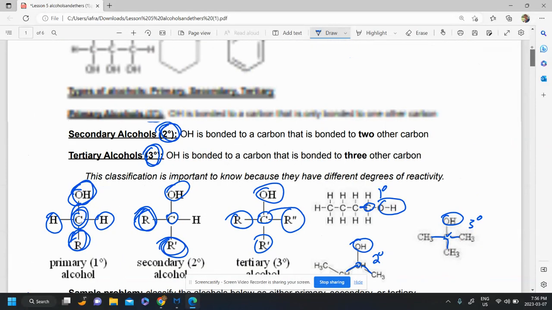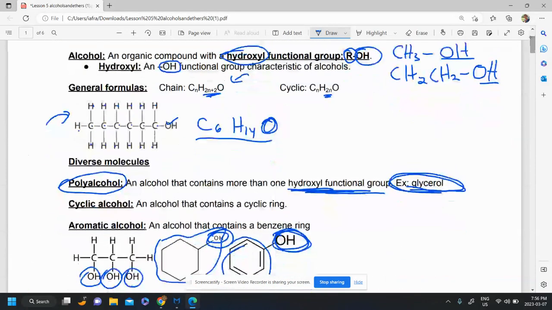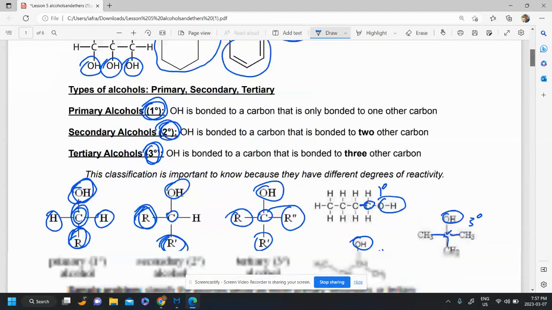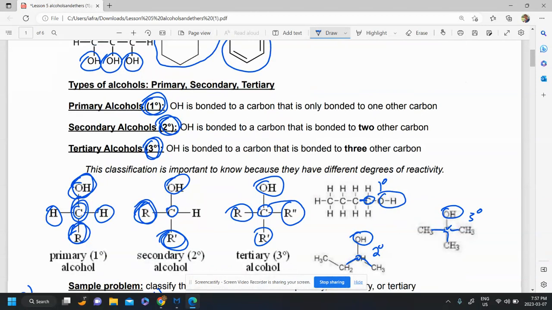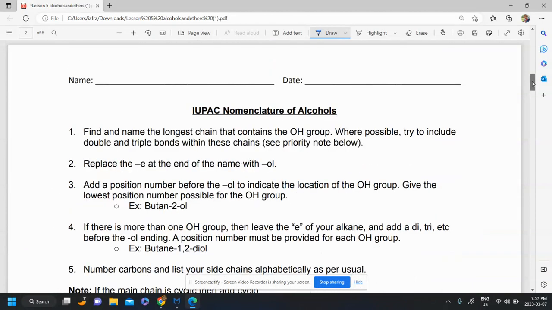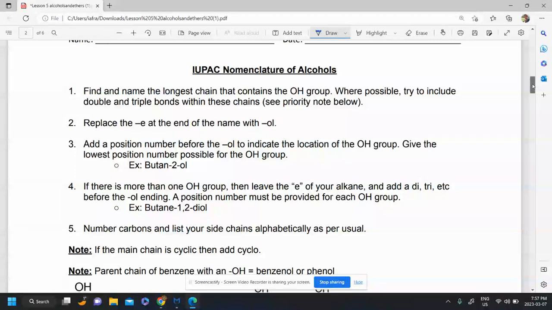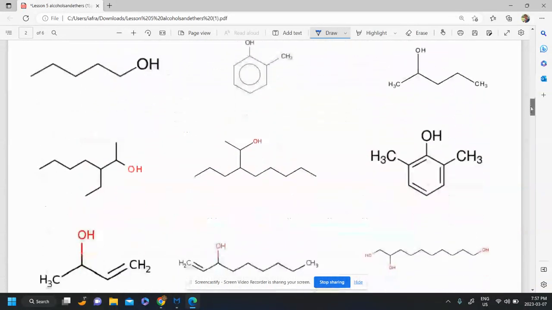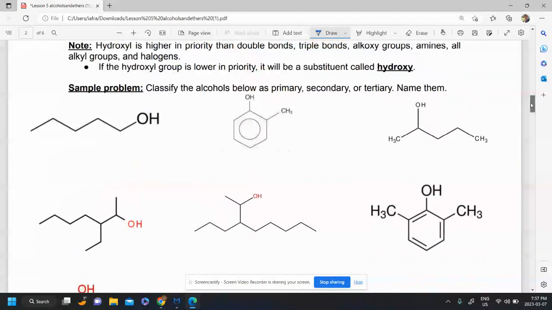So far we've seen what alcohols are. They contain the functional group OH. This is their general formula here if they're chain, and this is it if they're cyclic. There's a variety of different alcohol molecules that exist. You can have polyalcohols, you can have cyclic alcohols, or aromatic. And then we saw that alcohols can be classified based on being primary, secondary, or tertiary. And the reason we care about that is because that affects their reactivity in some way, which we'll see in more detail later on. So in our next video, we're going to take a look at how to name alcohols and draw alcohols. We'll take a look at the rules, and then afterwards we'll apply those rules in a variety of different practice problems where we have to name and we have to draw.